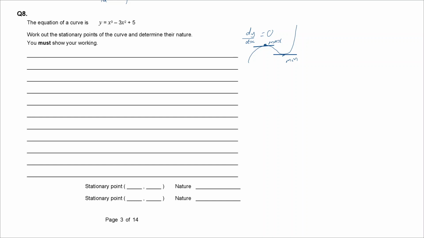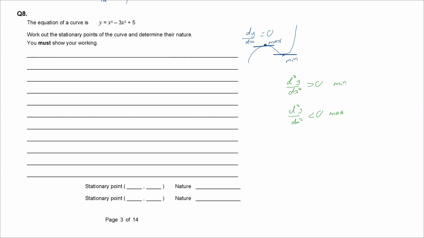Now, this point up here you call a local maximum point, and this point here you call a local minimum point. To determine the nature of the points, you've got to use the fact that if the second derivative, d2y by dx squared, is bigger than 0, you're going to have a minimum point, and if the second derivative is less than 0, you're going to have a maximum point, whatever that means, but you're going to see in a second.